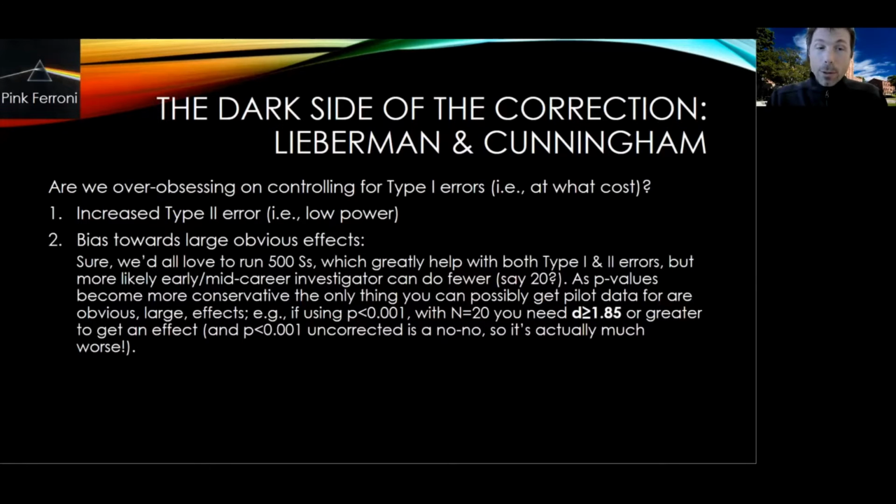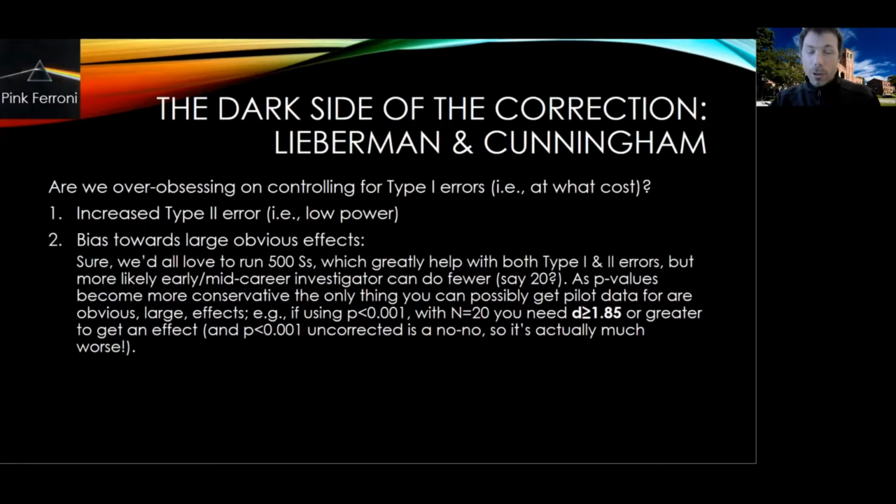And see, there are a number of consequences to this. First, there's just a bias towards large and obvious effects. I mean, sure, it'd be wonderful if we all could run 500 subjects. That is the one thing that would help both type 1 and type 2 error at the same time. However, unless you're a very established investigator and unless you have good NIH funding, you're very unlikely to be able to do any more than 20, 25 participants. So as p-values get more and more conservative, using thresholds that are that conservative, you can probably only get some data and some results for very large, very obvious effects.